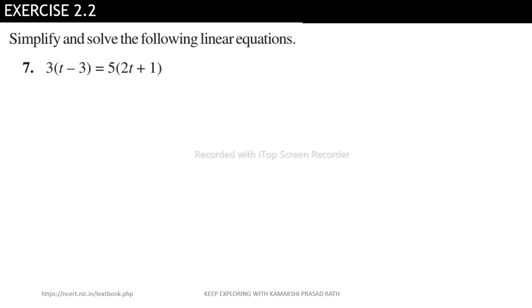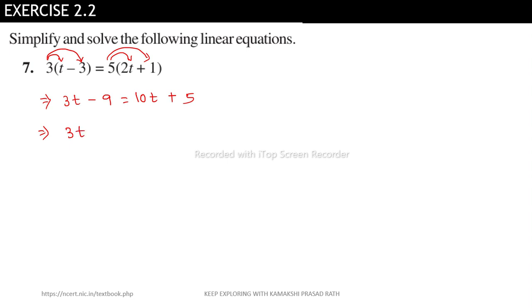Next, questions involving brackets. Wherever there is a bracket involved, we will be using the distributive property. Just outside the bracket we have 3, so we need to multiply 3 with both t and 3. Same thing, we have 5 on the right hand side, to be also multiplied with both 2t and 1. Let's start: 3 into t, we get 3t, minus 3 into 3, again 9. 5 into 2t, we get 10t, plus 5 into 1, we get 5.